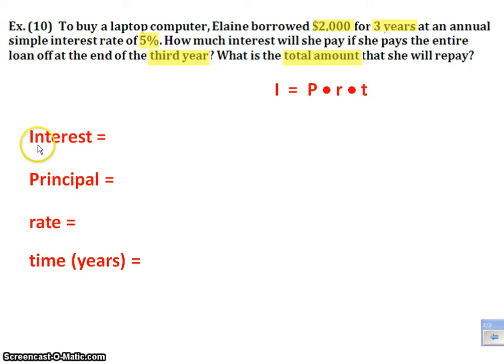If we go back into the problem, interest. Interest is what we're trying to solve for, so we don't know what the interest is right now. Principal. What is the initial amount borrowed or deposited? $2,000. The rate, that's a percent. What is the simple interest rate in this problem? It's 5%. Now remember, we're not going to enter 5% with a percent sign into the equation. We're going to enter 5% as a decimal, so 0.05. Time in years would be 3.